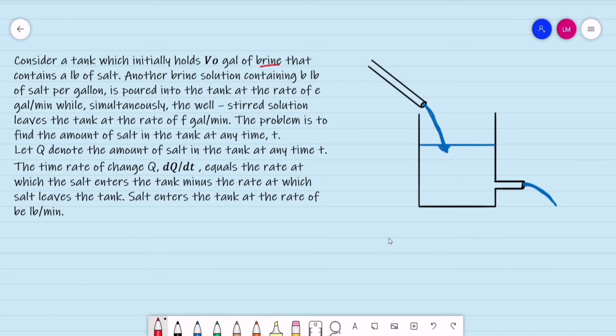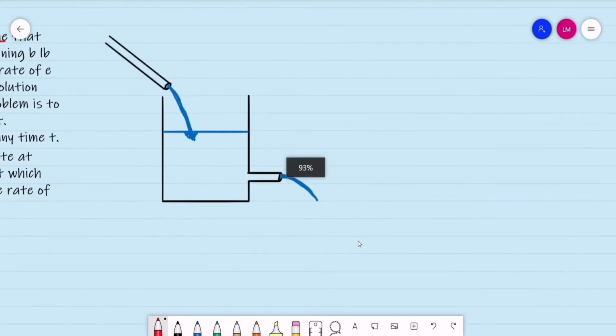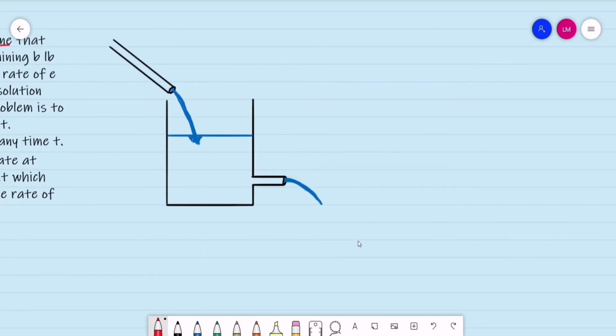So let's have the illustration of those first few sentences. We have the initial volume of the brine is B sub O, and it contains an amount of A pounds of salt. Then we pour another brine solution at the rate of E, that is in terms of the volume over time, gallons per minute. It contains an amount of B of salt.